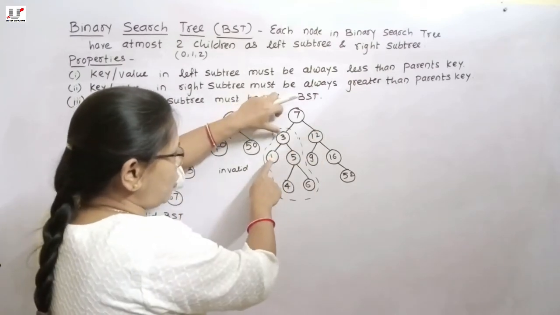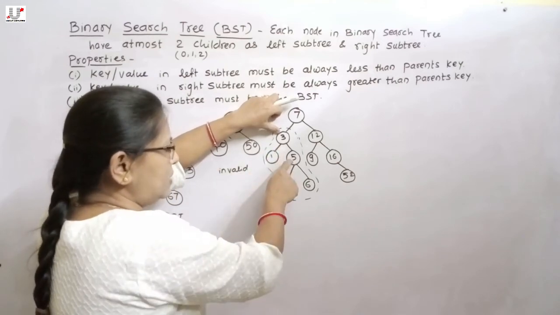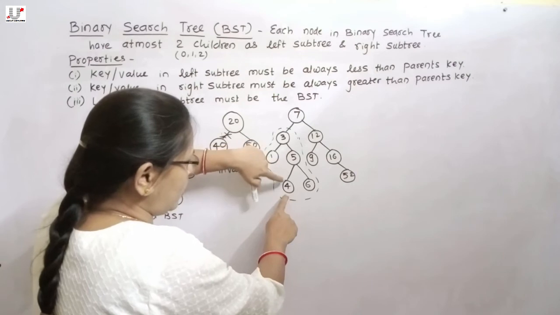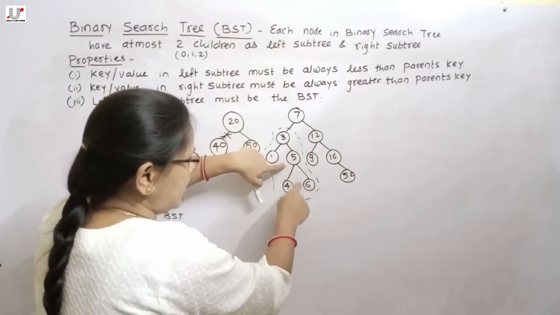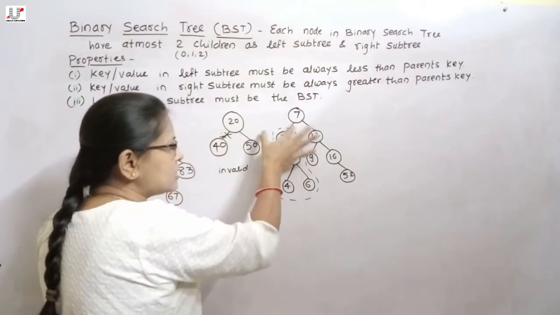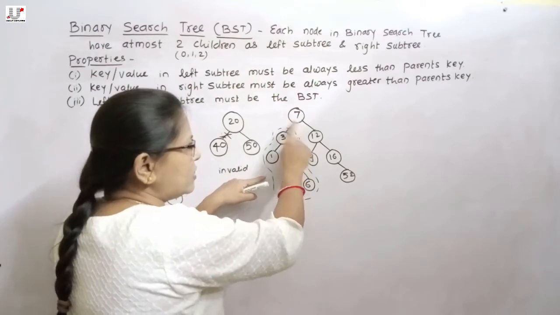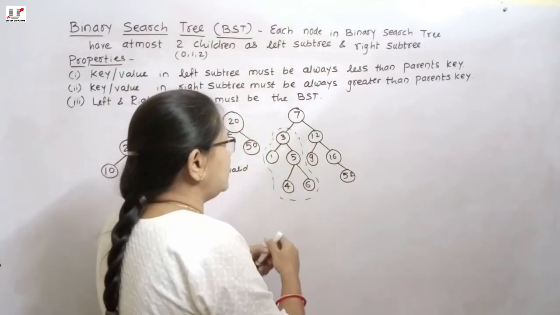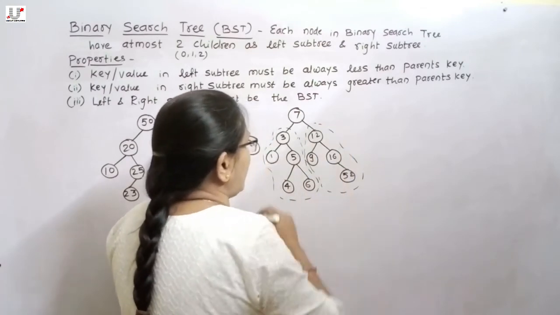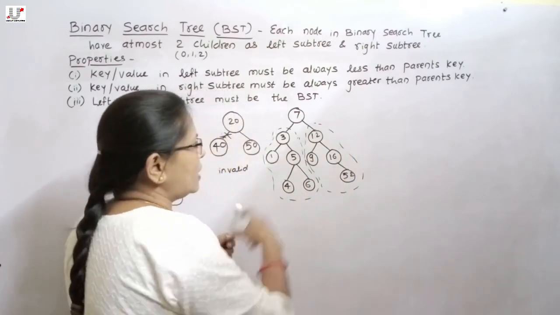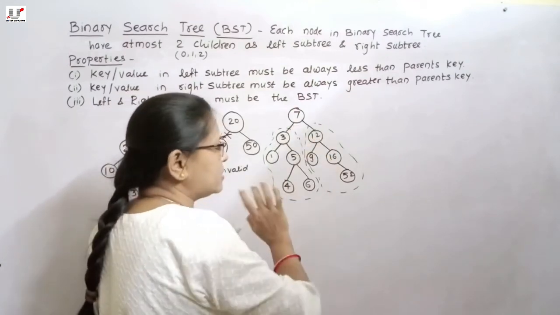Again, 1 is smaller than its parent key, it's okay. 5 is greater than 3, it's okay. Then for 4, again it is valid: 4 is smaller than 5 and 6 is greater than 5, and all the values in the left subtree are smaller than the root node. Then this is the right subtree, and 12 is to the right of 7, so it satisfies the property that it is greater than 7.